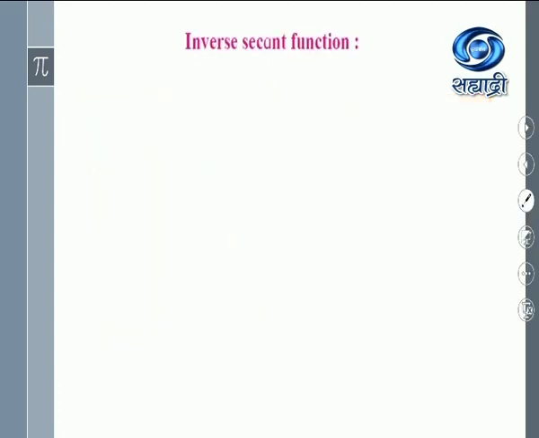Clear? Now the next is the inverse secant function. We are finding the inverse of the sec function. Here the sec function is defined for the closed interval 0 comma π minus singleton π/2, and this is the range for the secant function: R minus the open interval -1 to 1.